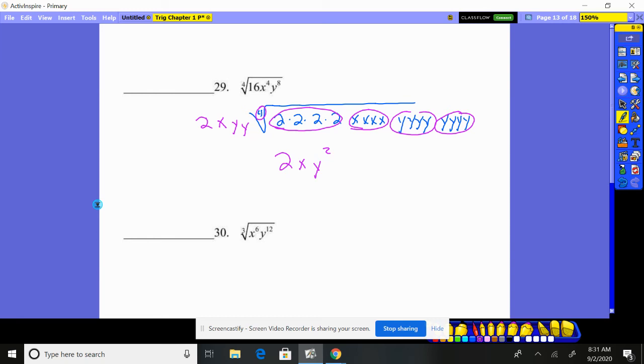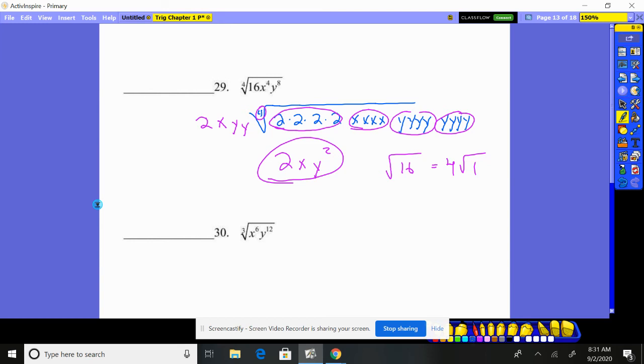Well, what's left behind? 1. If everybody comes out, the root sort of disappears. It goes away because the fourth root or the second root or third root of 1 is always 1. So everything came out. Just like if you had the square root of 16, it's 4. You don't write 4 square root of 1, do you? No. So this is our answer for 29.